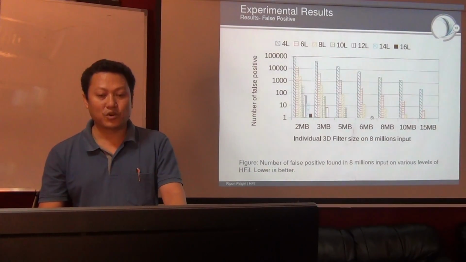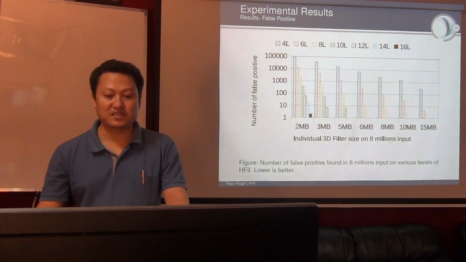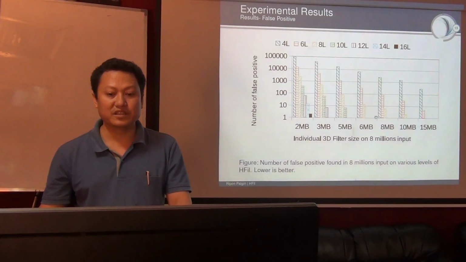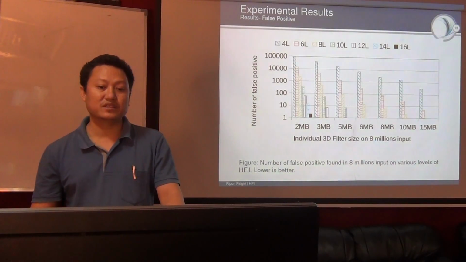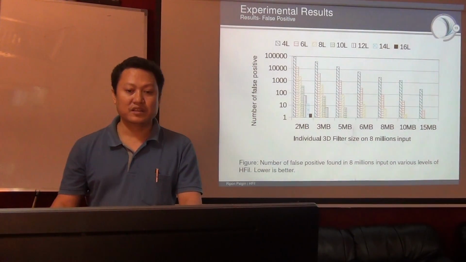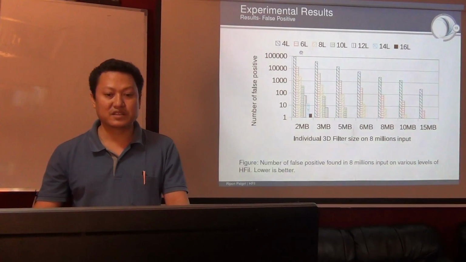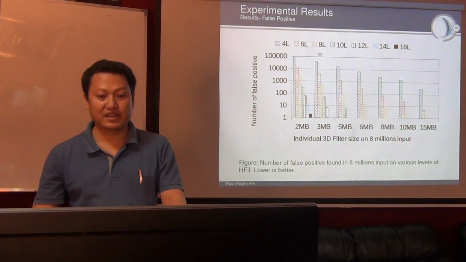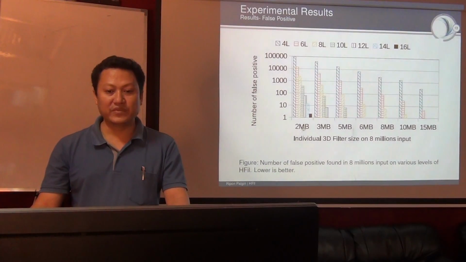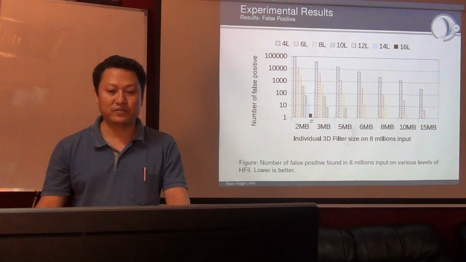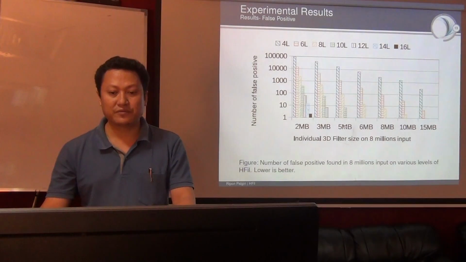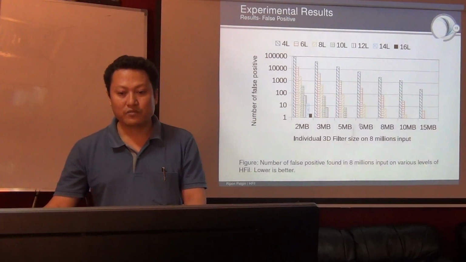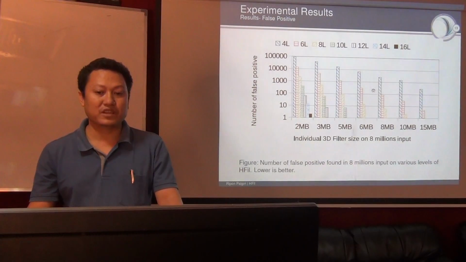So here, for false positive, the x-axis represents individual 3D filter size on 8 million input, and the y-axis represents the number of false positives, and these represent 4L, 6L, 8L up to 16L. From 2 MB, 16L, from 3 MB, the false positive of 16L becomes 0, and from 5 MB, 14L becomes 0, from 6 MB, 12L becomes 0, and so on.